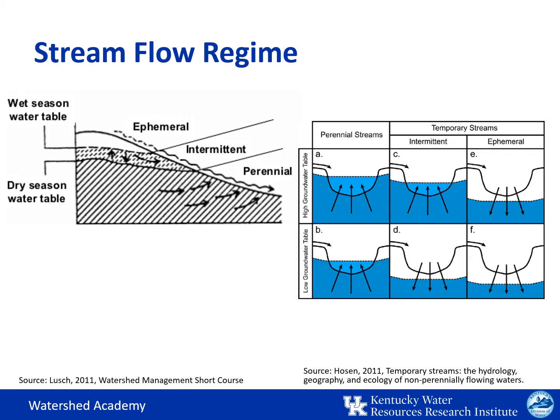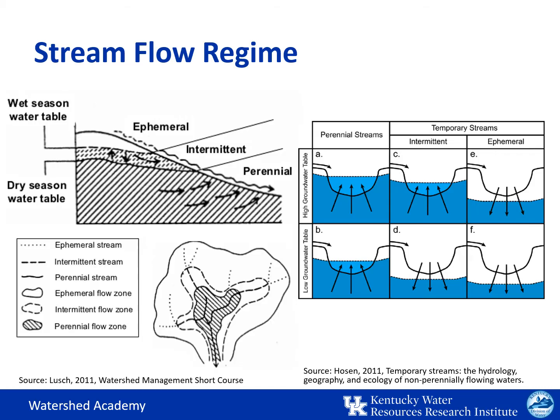To look at this a different way, here's a side view. So you can see ephemeral streams are higher on the hill slopes. Intermittent streams are located in the middle portion where the water table fluctuates up and down. And perennial are located lower on the slope where, whether wet or dry season, the groundwater will move towards the stream. And lastly, we can look at this vertically.